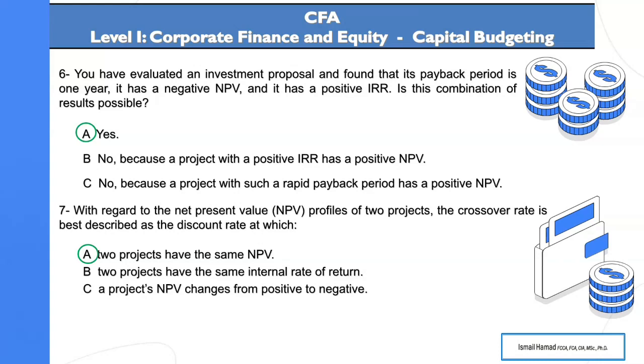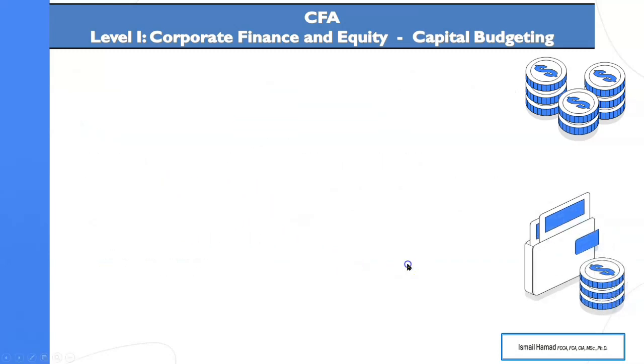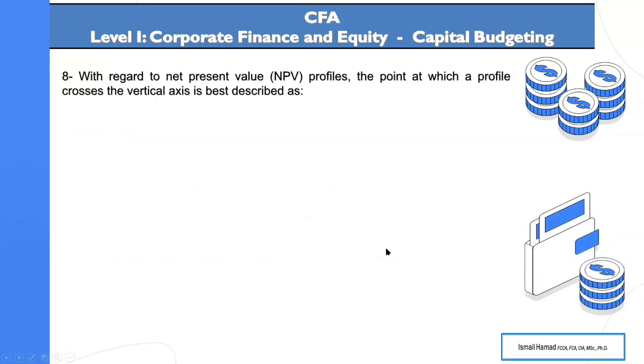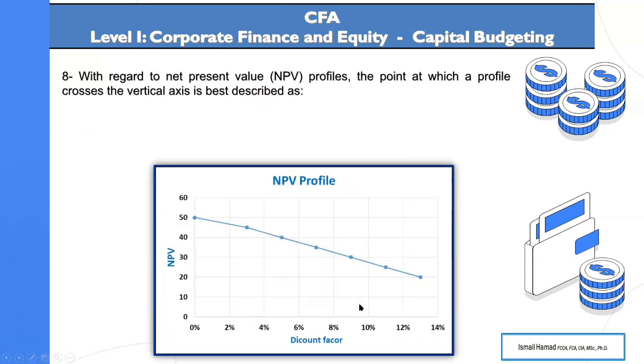They have the same net present value amount because the graph shows the net present value going down as we go further and increase the discount factor. So when they cross, that means they have equal net present value. Now, let us see a final question on the net present value profile. The point at which a profile crosses the vertical axis is best described as, before I give the answer, I thought it would be better if I put a hypothetical graph to understand the question, net present value profile.